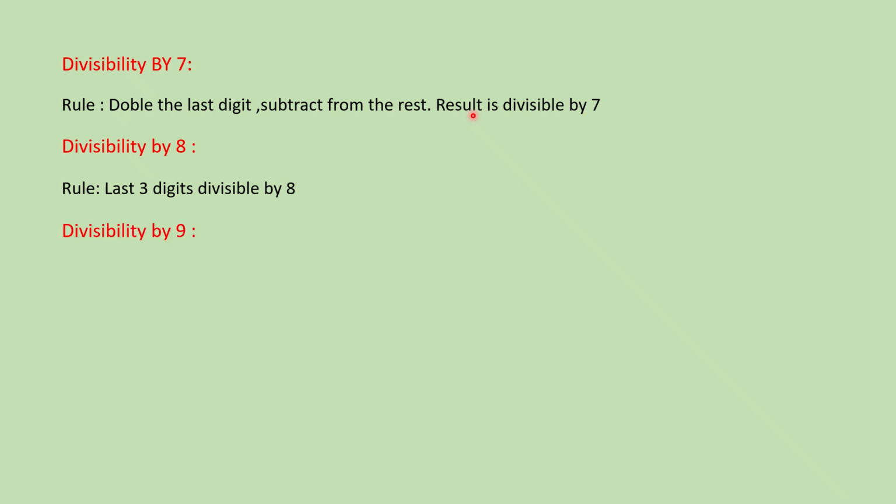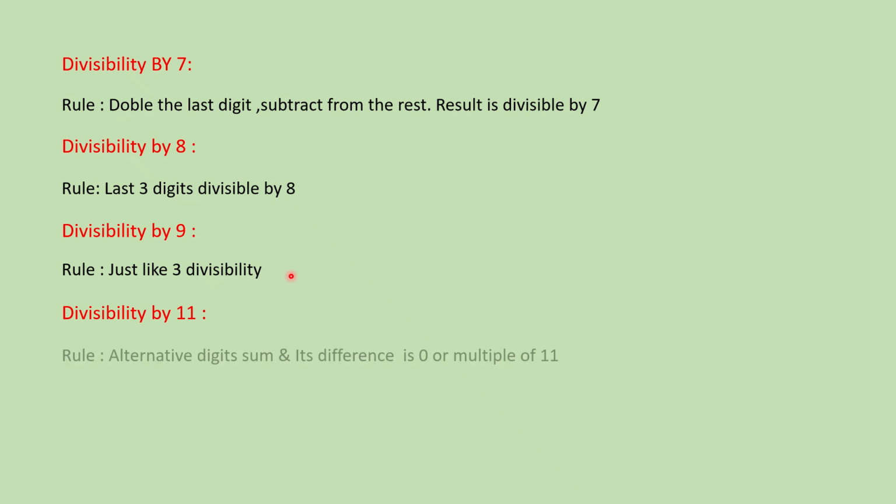And divisibility by 8. If the last 3 digits are divisible by 8, then the whole number is divisible by 8. Let's see the divisibility by 9. You have to sum all the digits of a number and see if the sum is divisible by 9. Then the whole number is divisible by 9.